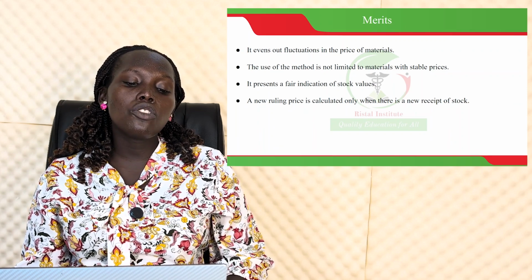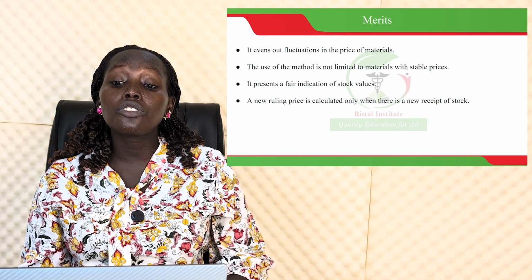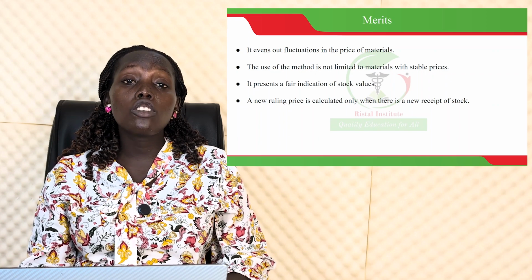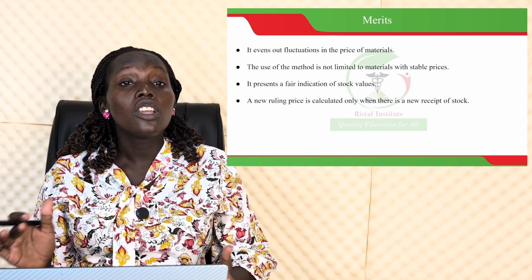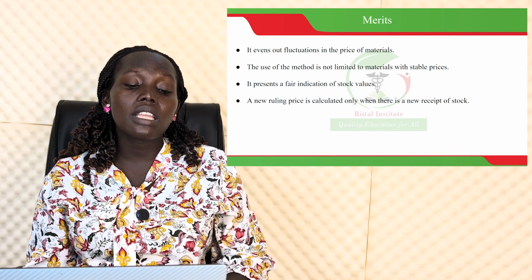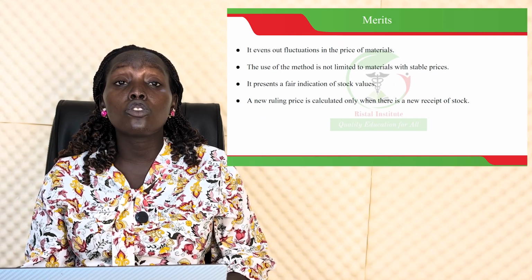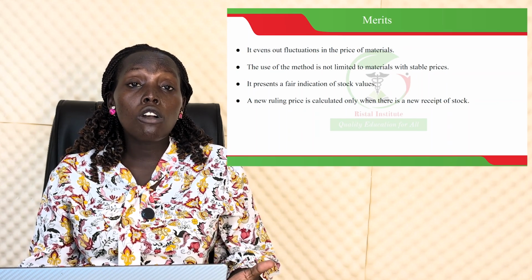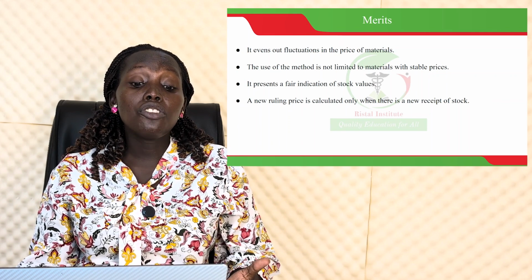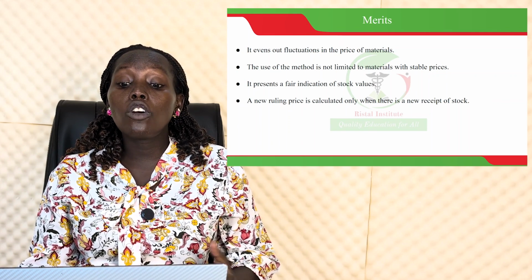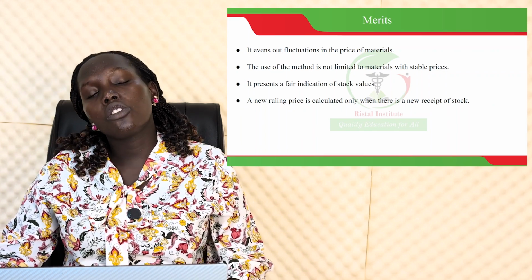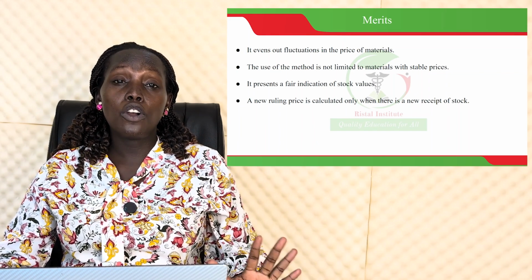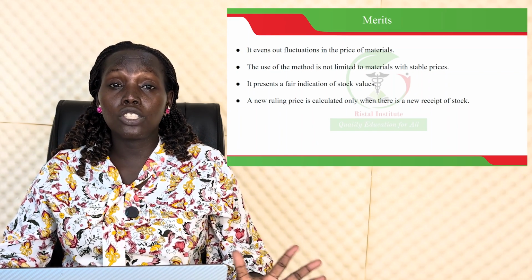And then we see that the use of the method is not limited to materials with stable prices, those materials whose prices do not change. We also see that it presents a fair indication of stock value. And a new ruling price is calculated only when there is a new receipt of stock. So when there is no new receipt of stock, you will not look for the ruling price. You only calculate the ruling price when you have purchased new stock.